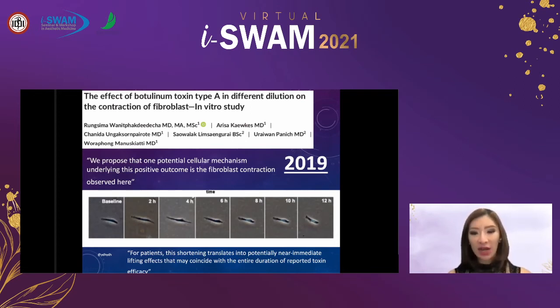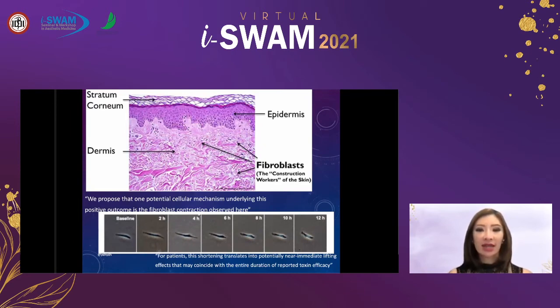It can cause contraction. So what we want to achieve with contouring is the fibroblast contraction, which causes the lifting effect, because we know that if the skin contracts, what happens? Imagine you have a sponge. If the sponge contracts, it will be tightened. And that is what happens to the face if we are doing micro Botox or hyperdiluted Botox on the lateral side of the face. So this is the target.